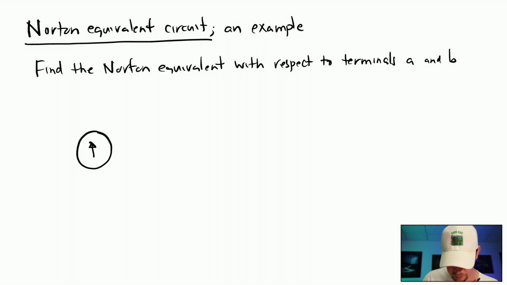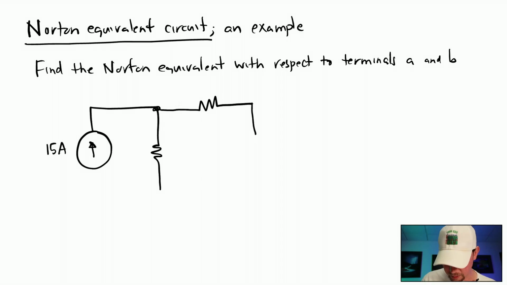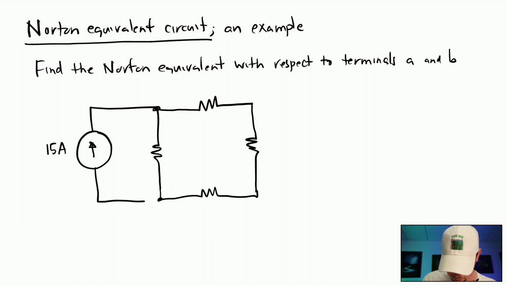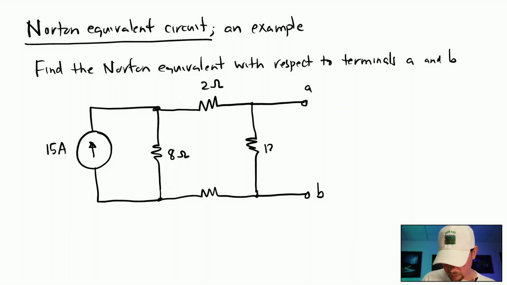We have a voltage source, or I'm sorry, a current source, providing us with 15 amps. It's hooked up to one resistor there, one resistor there, one resistor there, one last resistor down here. And then you see the terminals A and B on this end. This is an 8 ohm resistor. This is a 2 ohm resistor, a 12 ohm resistor, and lastly, a 10 ohm resistor.